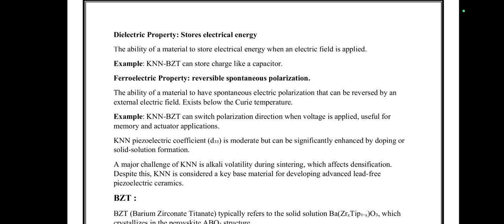Potassium sodium niobate piezoelectric coefficient is moderate but can be significantly enhanced by doping or solid solution formation. A major challenge of KNN is alkali volatility during sintering, which affects densification. Despite this, KNN is considered a key base material for developing advanced lead-free piezoelectric ceramics.